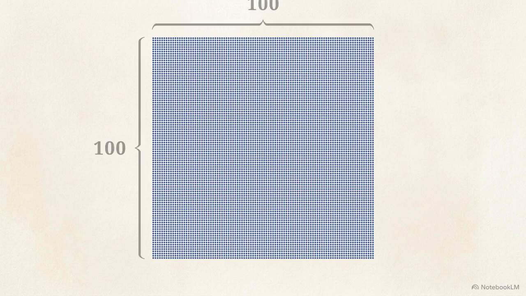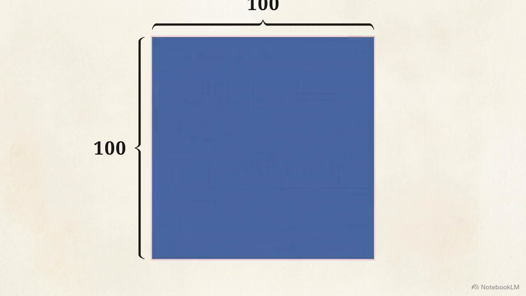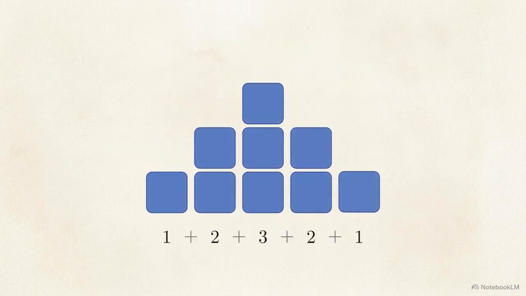This geometric rule allows us to calculate large sums instantly. To find the sum of the first 100 odd numbers, you simply calculate the area of a 100 by 100 square, which is 10,000. We can also find square numbers by adding counting numbers in an up and down sequence, such as 1 plus 2 plus 1.